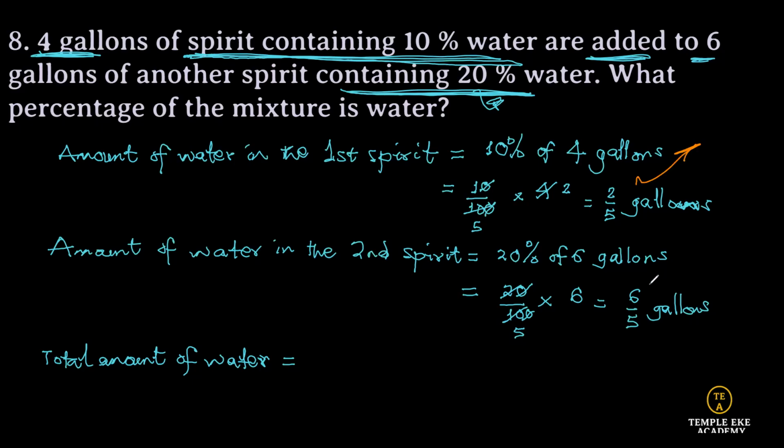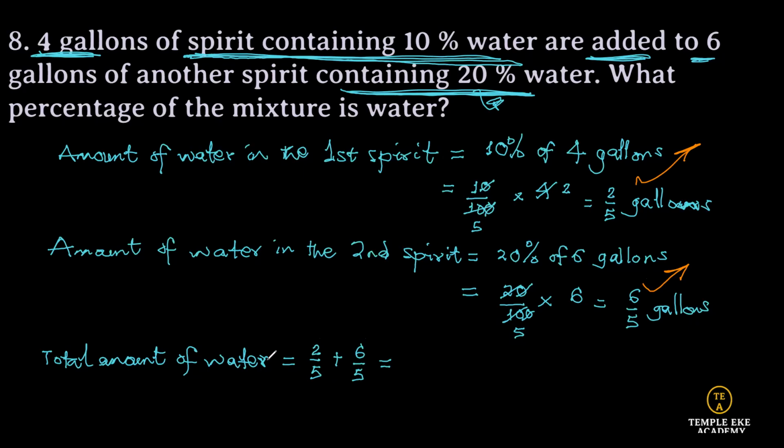The amount of water in the second spirit is also known, 6/5. We're going to add these two to get the total amount of water in the two spirits combined. So we have 2/5 added to 6/5. And check the video on fractions.